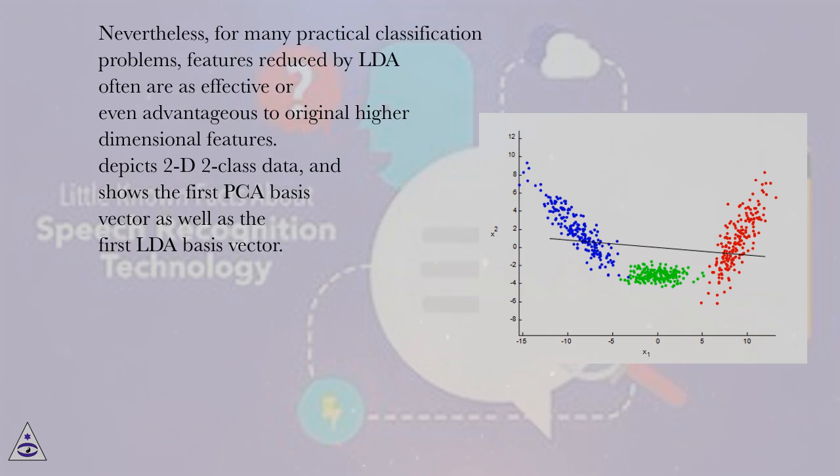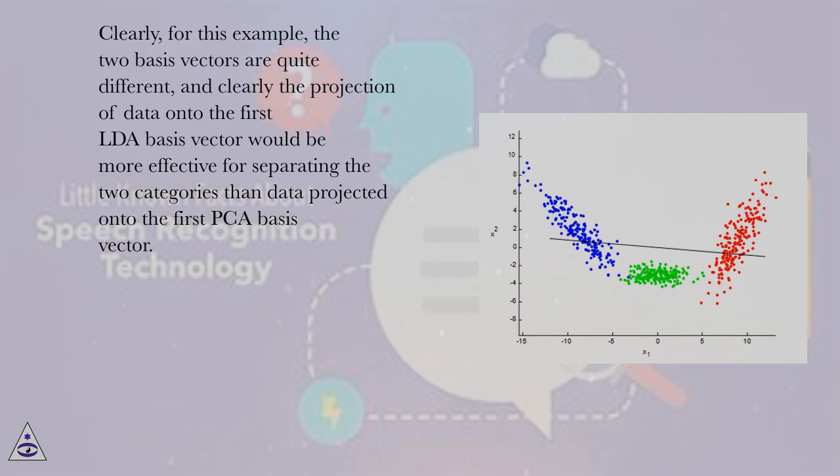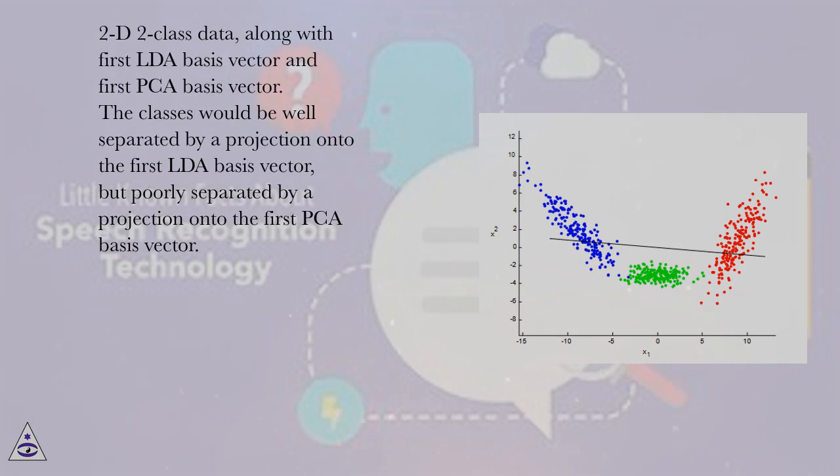Nevertheless, for many practical classification problems, features reduced by LDA often are as effective or even advantageous to original higher dimensional features. Depicts 2D 2-class data, and shows the first PCA basis vector as well as the first LDA basis vector. Clearly, for this example, the two basis vectors are quite different, and clearly the projection of data onto the first LDA basis vector would be more effective for separating the two categories than data projected onto the first PCA basis vector.